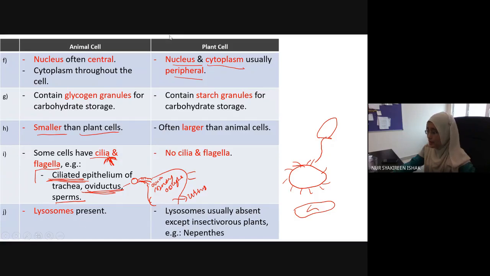Animal cell have lysosome. The function of the lysosome is to store hydrolytic enzyme. Nanti kita tengok what is the function of the hydrolytic enzyme. And then for plant cell, lysosome is usually absent except for insectivorous plants such as Nepenthes. Nepenthes ni adalah periuk kera kan. So dia makan insect, so obviously kena digest insect tu. So they have lysosome. Lysosome has hydrolytic enzyme, or digestive enzyme, to digest the food.